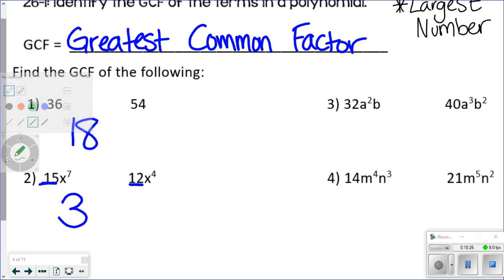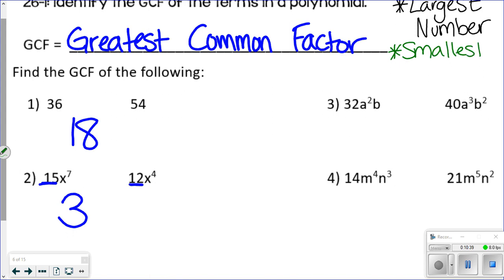Okay, so when we're looking at how many x's they share, or what they have in common, we want to find the smallest or the lowest exponent on that common variable or letter. So I have a 7 here and I have a 4. So what they have in common is 4 x's. So 3x to the 4th power is the GCF here.